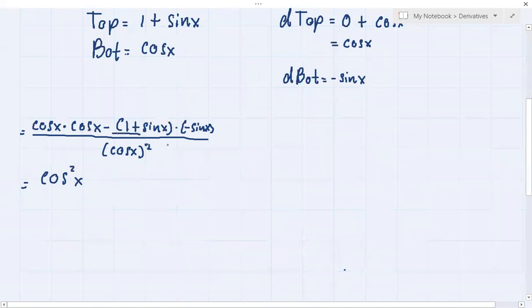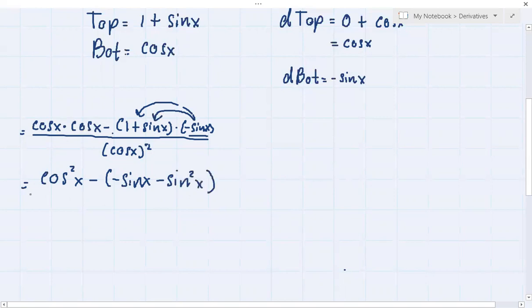Then this one, we're going to distribute negative sin x to the parenthesis. So minus negative sin x times 1 becomes negative sin x, plus negative sin x times sin x becomes negative sin squared x. All over the square of cosine x, or cosine squared x. There you go. Let me fix my handwriting.